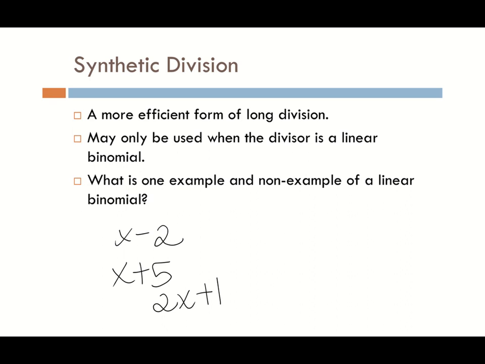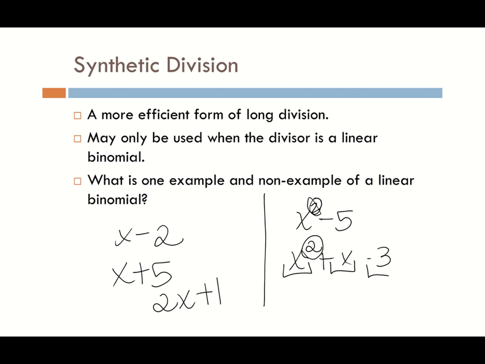However, things that would not work would be things such as x squared minus 5. Yes, it is a binomial, there's two terms, but we have a squared term, so it's not linear, it's a quadratic. Something else would be like when we divided by x squared plus x minus 3. Not linear, and it has three terms, so it's not a binomial. So when we're dividing synthetically, we're looking for things like this, linear binomials.